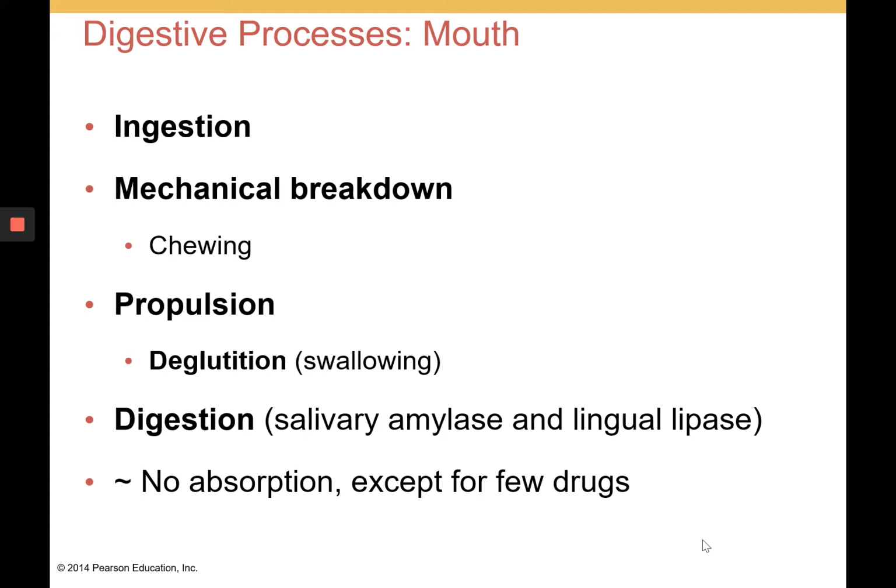The chemical digestion that took place was breakdown of carbohydrates via salivary amylase produced by the main salivary glands. Lingual lipase is also produced by the salivary glands but is not active until it hits the stomach. Only a couple of drugs are absorbed in the mouth or oral cavity, but other than that, there is absolutely no absorption in the oral cavity.